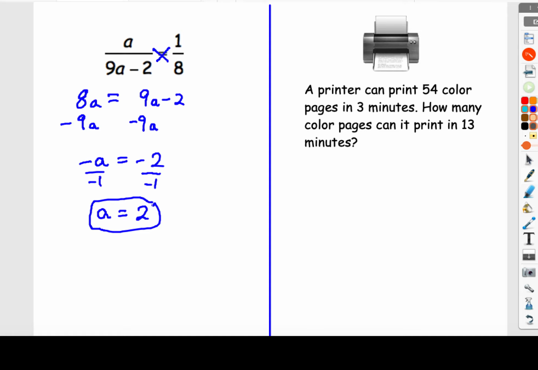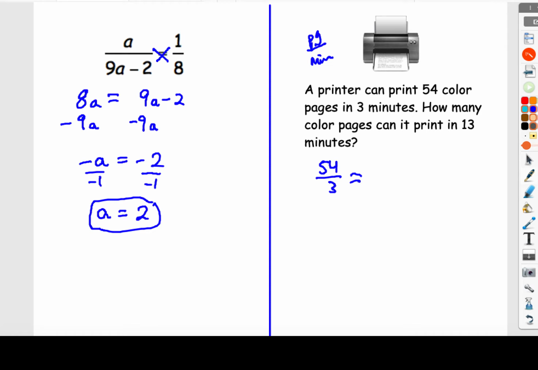Now you might recognize this printer problem from the previous video. It's a great proportions problem. Let's go ahead and look at it as a cross multiplying problem this time. So a printer can print 54 color pages in 3 minutes. And again, a great way to look at that is pages per minute. So I can say that that's 54 pages in 3 minutes. Now technically that does reduce, but I'm going to go ahead and leave that there for now.